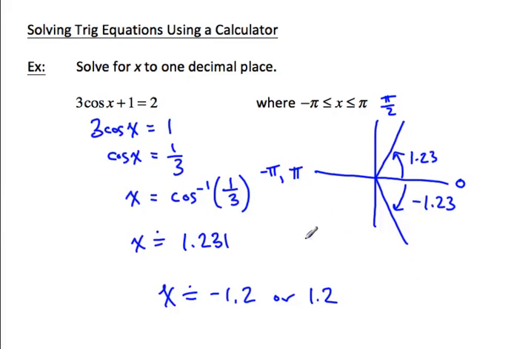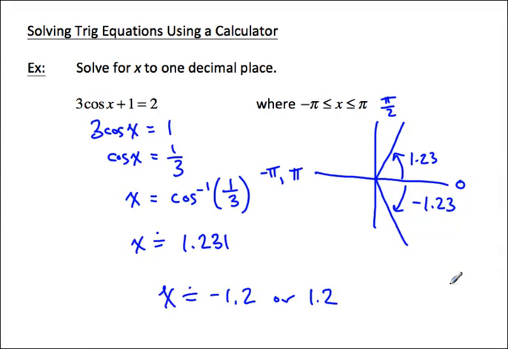Again, we use the calculator to find the related acute angle, and then use the CAST rule and the domain given to figure out which quadrants we're in and what the principal angles are going to be. So that's an introduction to solving trig equations, both algebraically using the special triangles and with a calculator.